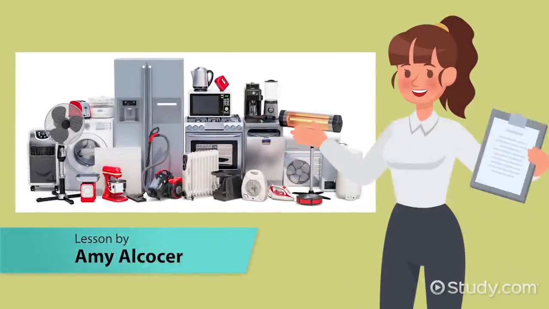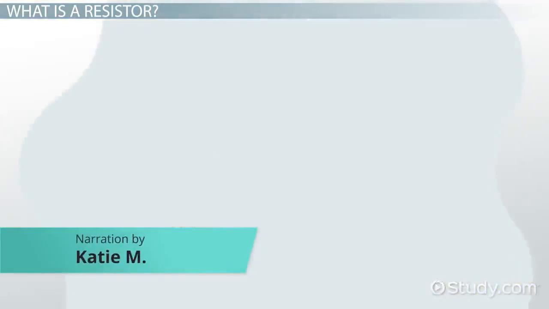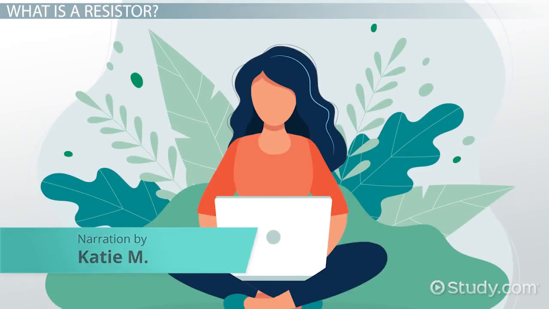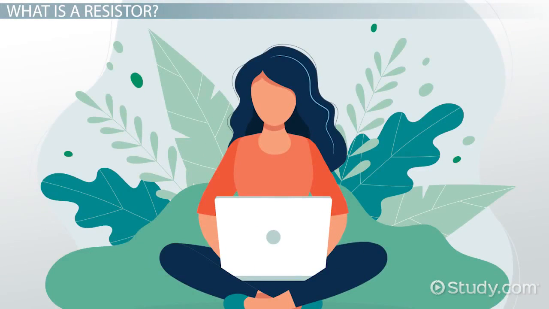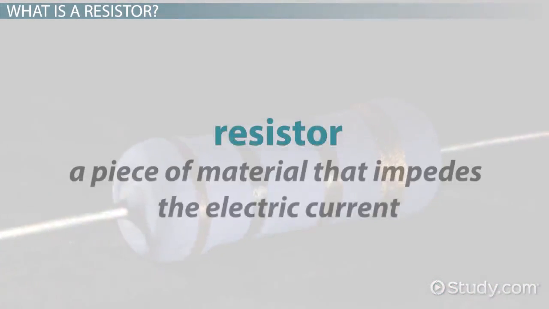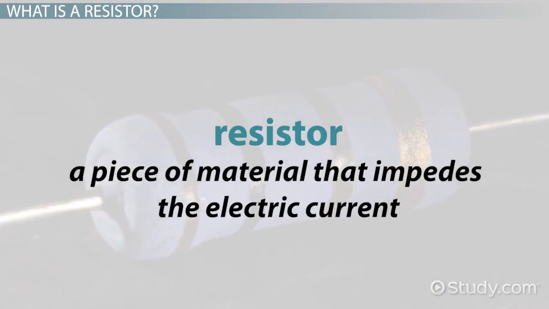Almost all electrical appliances and electronics make use of resistors. Open up your computer and look at the motherboard, and you'll find all kinds of resistors dotting its surface. A resistor is a piece of material that impedes the electric current.